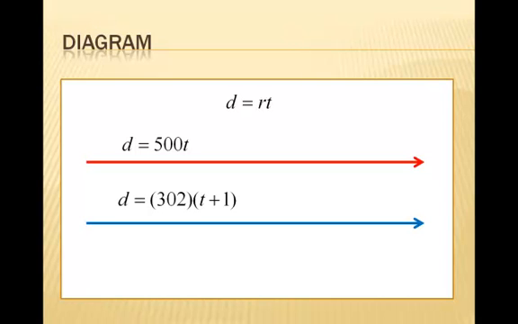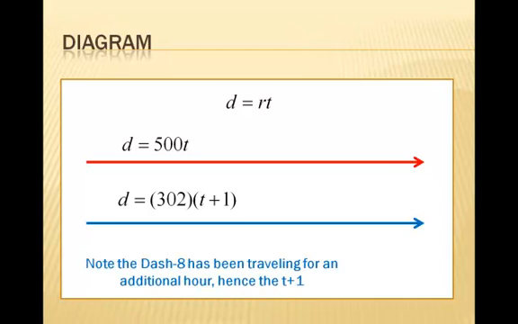And then for the time, I use T plus 1. Now, why use a T plus 1? Well, remember the Dash 8 takes off first, which means it's been traveling for 1 hour longer. So in terms of their time, they almost have the same time, but the Dash 8 has been traveling 1 hour longer.